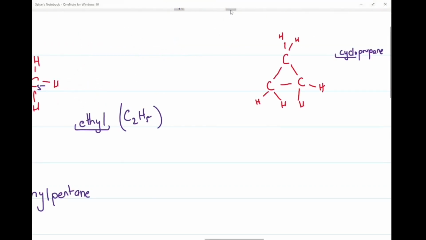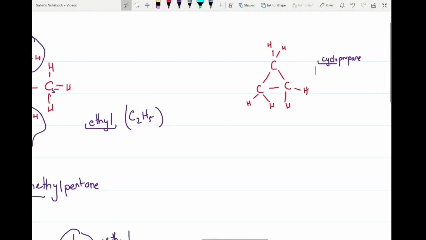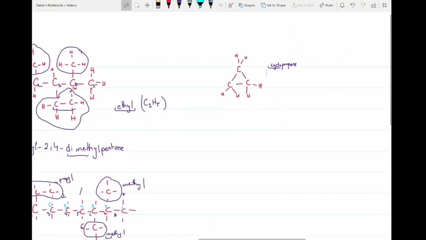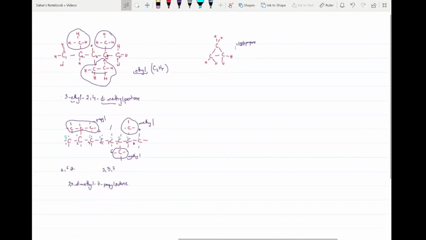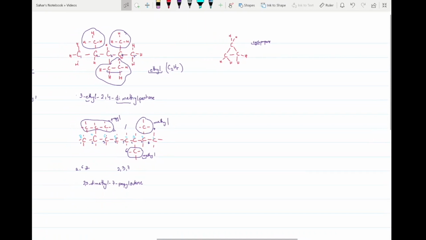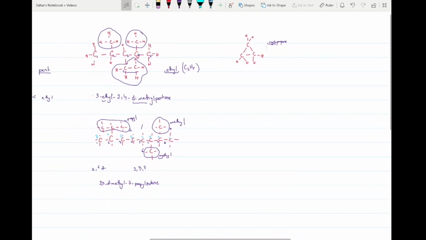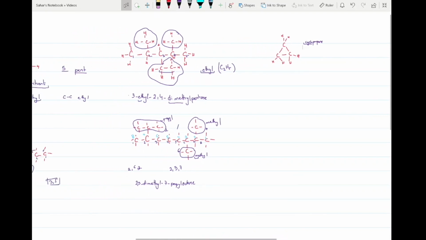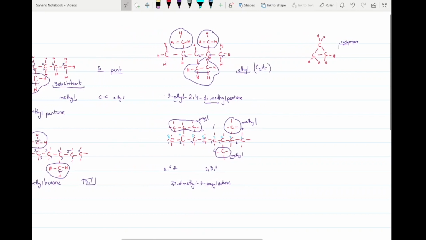Throughout the video, we discussed different rules about naming alkanes. We discussed different types of substituents that may be present on our alkanes, and I showed you various examples that might be useful. And you can always refer back to these examples in this video to consider the rules if you're ever stuck with a problem about naming alkanes.